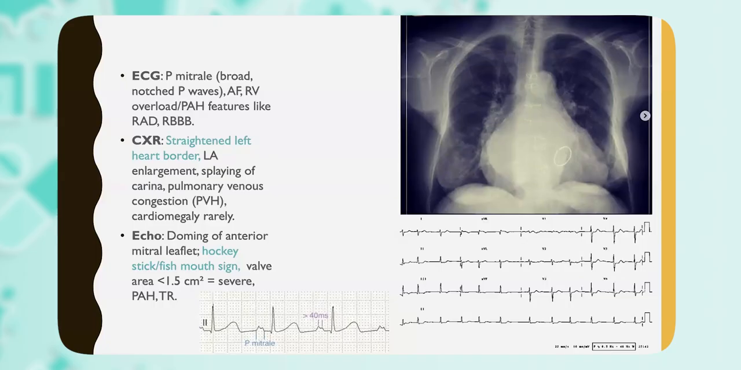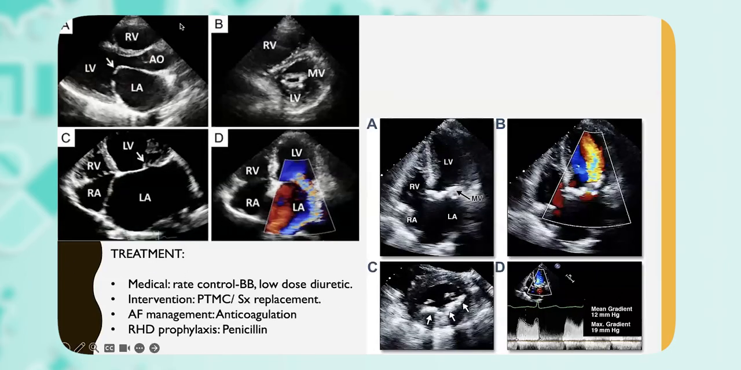A valve area of less than 1.5 centimeter square is called severe, and there can be signs of pulmonary arterial hypertension and TR on echo as well. Previously, this was different in the old books. Less than 1 centimeter square was severe MS, but now less than 1.5 centimeter square of valvular area is called severe MS. So these are the echo views.